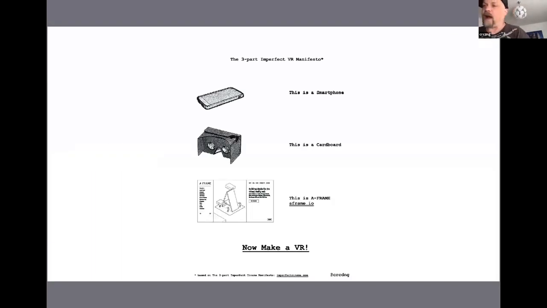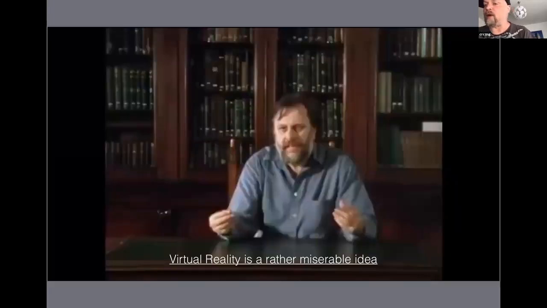So Imperfect VR came from this perspective of DIY VR with A-frame, with a cardboard, with a smartphone, and I gave a number of workshops about it, to enable people who are not programmers, not coders, not technological artists, to do something with VR. There's also this notion from Zizek that virtual reality is really a rather miserable idea, which I agree. The reality of the virtual, or the intersection between virtual and real, is a more interesting one.